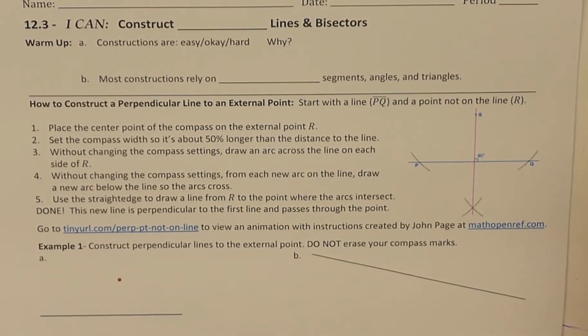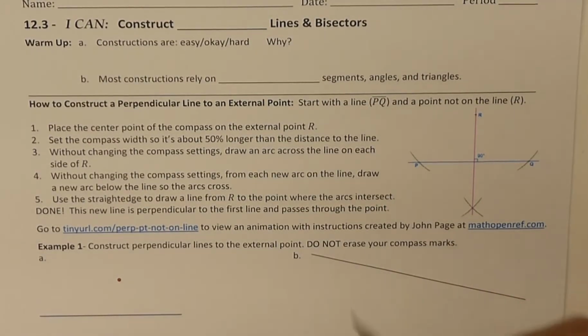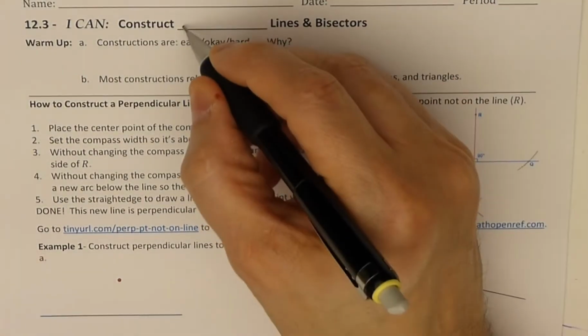Okay, let's talk about 12.3. This is a much shorter section than the other one. We've covered a lot of basics in 12.2. In 12.3, we're going to talk about how to construct perpendicular lines and bisectors.